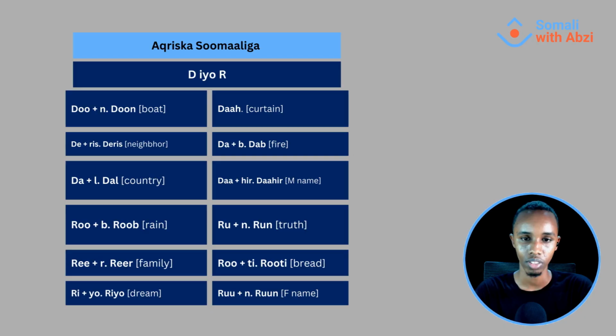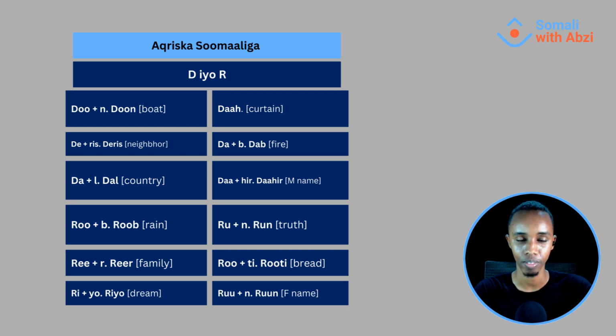Let's begin. The Somali reading da and ra. Let's read together, and if you find some difficult, please pause the lesson and read again by yourself. Do plus na. Don. Da plus ha. Da. De plus ris. Deris.